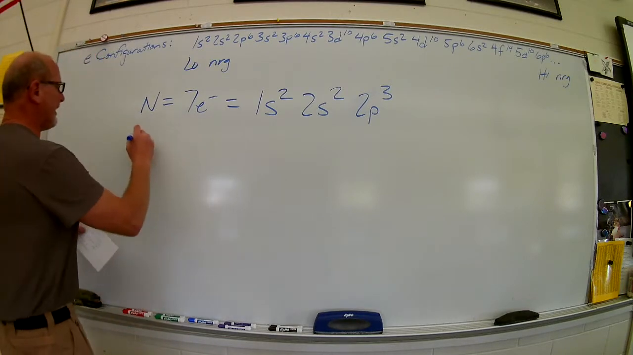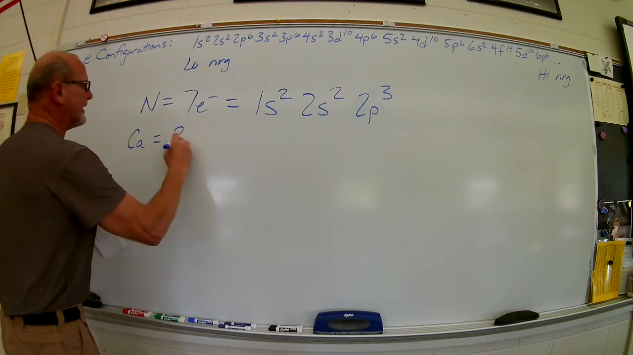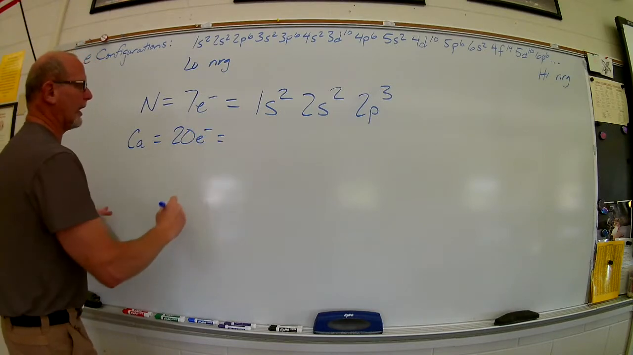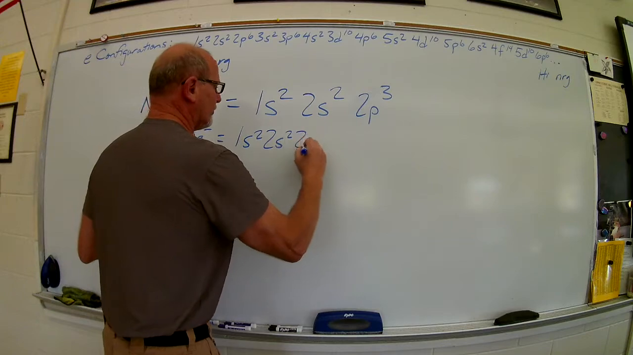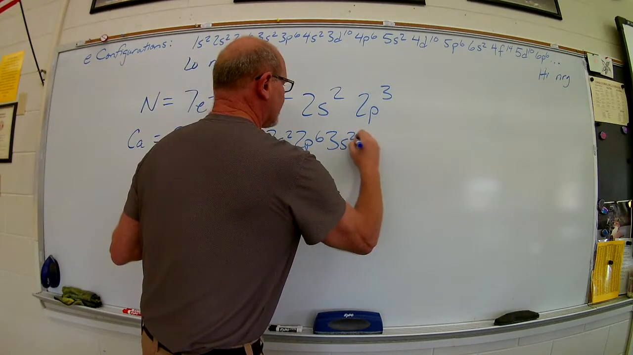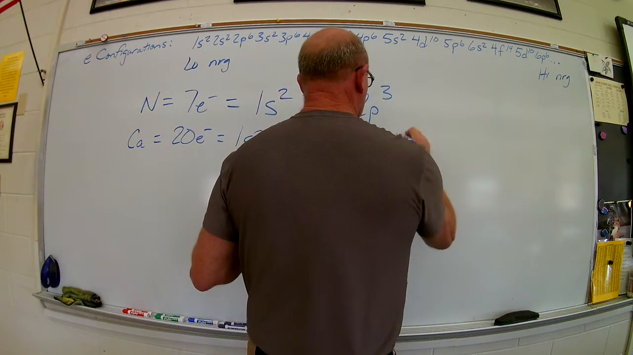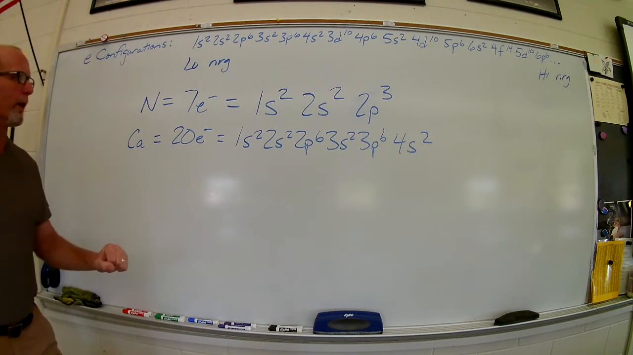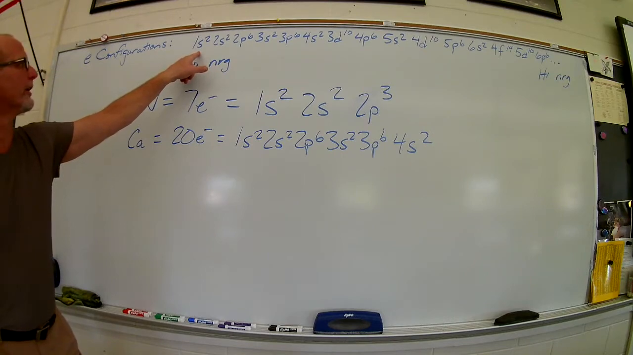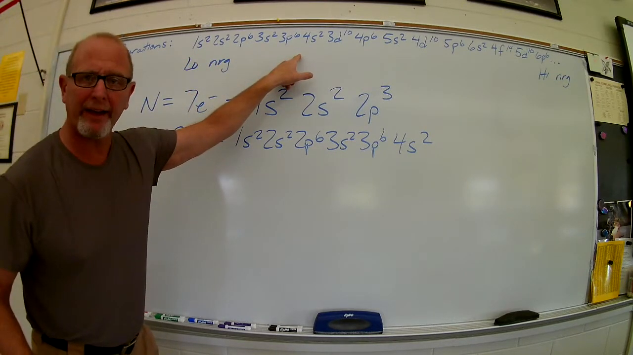Something like calcium, a little bit larger. Now we have 20 electrons. We're just going to fill it in order. 1s2, 2s2, 2p6, 3s2, 3p6, 4s2. That should get me 20 electrons. All I'm doing is starting at the beginning, filling them as I go.